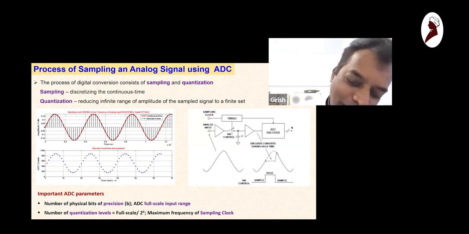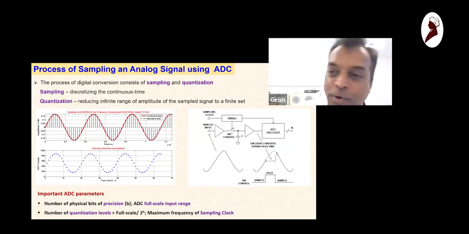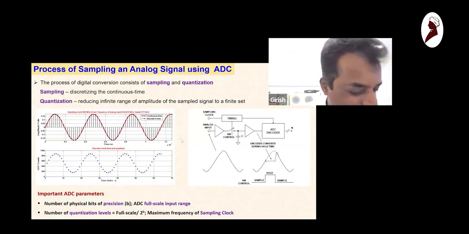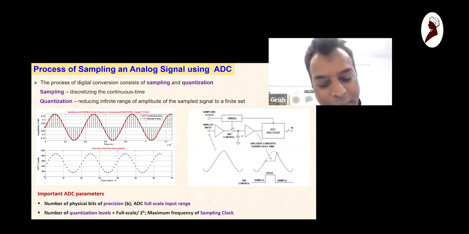Just as a question to people there: at what rate should we sample, that is, what should the sampling clock rate be, for a signal having a bandwidth B? There's an important theorem there. Have you come across it?